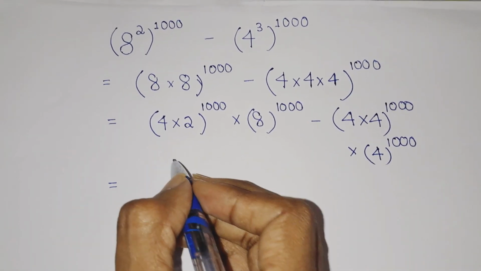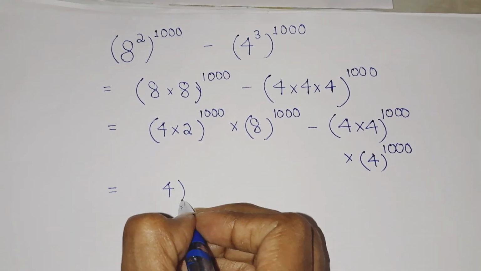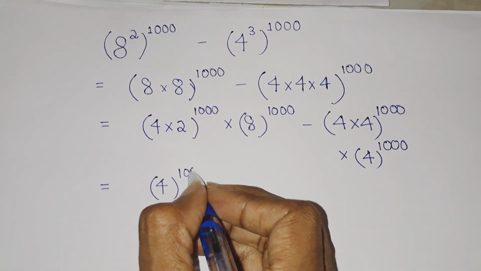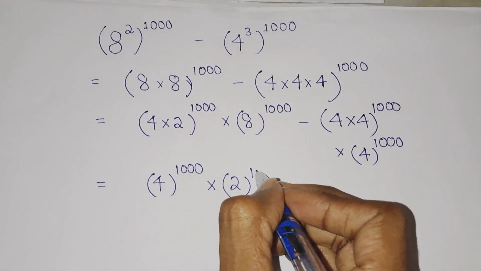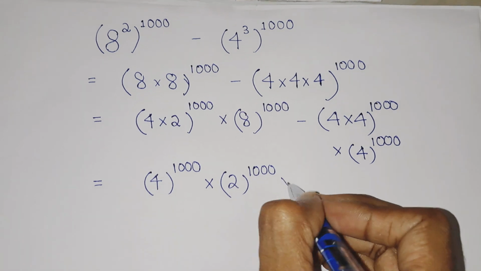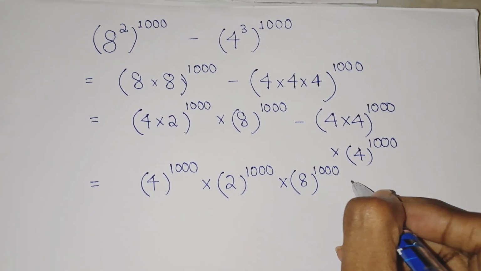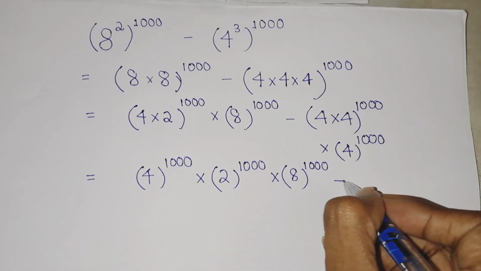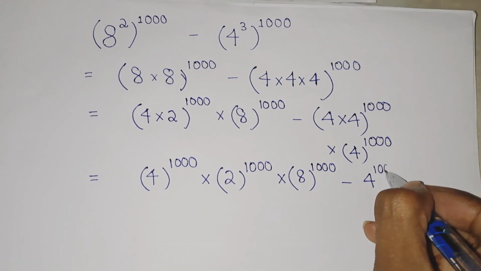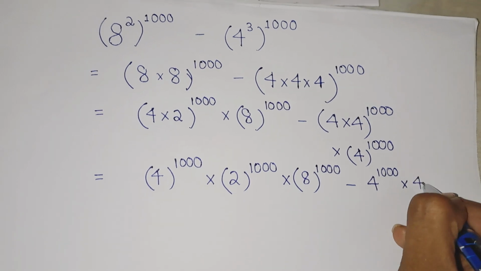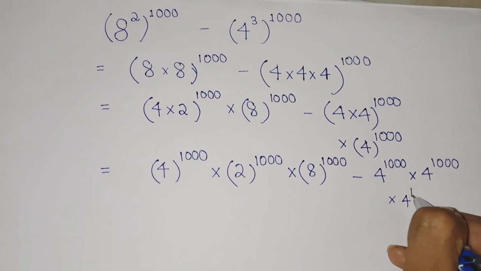In the next step, we can take this 4 multiplied by 2 to the power 1000 and separate 4 and 2: 4 to the power 1000 multiplied by 2 to the power 1000. Then we can keep 8 to the power 1000 as it is, minus, in the second term, we can split the remaining to 4 also, that is 4 to the power 1000 multiplied by 4 to the power 1000, and the third 4 to the power 1000 we can keep as it is.